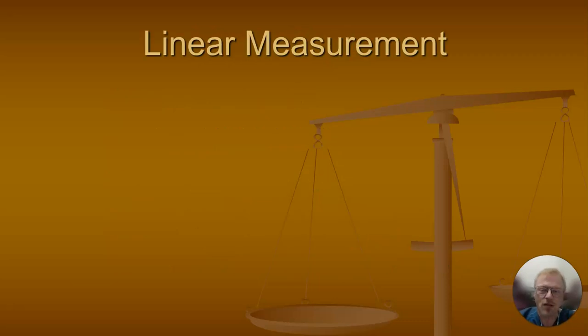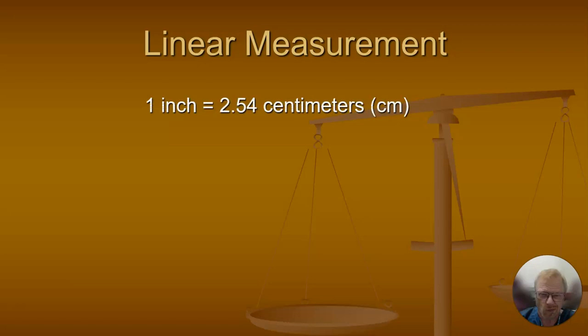Now, for linear measurements, we tend to use the meter as the standard. And of course, that can be broken up into smaller units. So in the US, we're used to hearing about an inch. 1 inch is 2.54 centimeters. And a lot of times we just round it to 2.5.